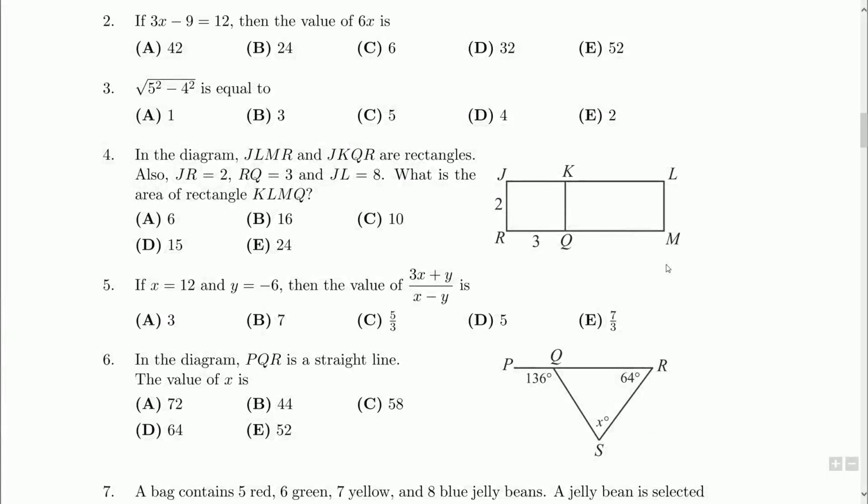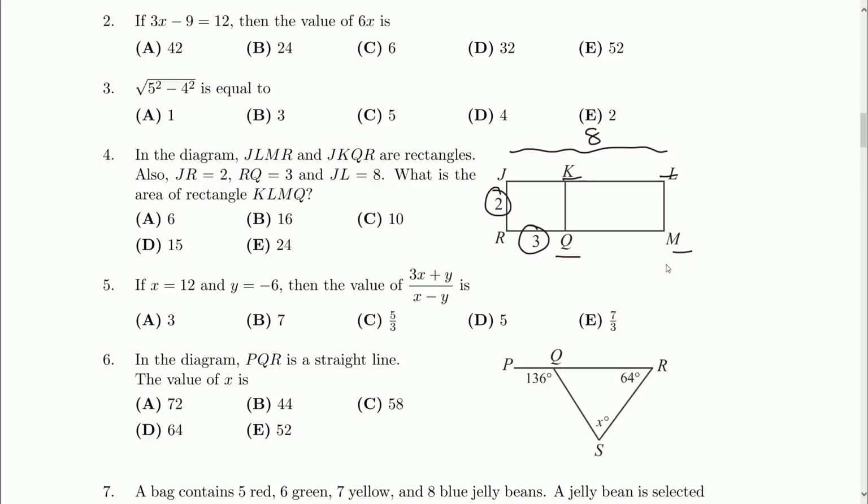In the diagram, JLMR and JKQR are rectangles. Also, JR is 2, RQ is 3, and JL is 8. What is the area of KLMQ? This guy here is also a rectangle.